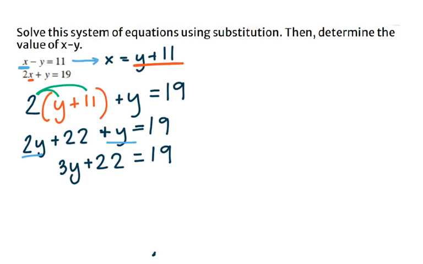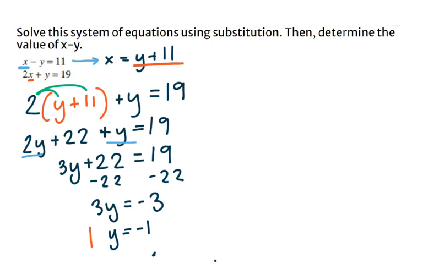Now we want to subtract 22 from both sides to isolate our y. That gives us 3y is equal to negative 3, because 19 minus 22 gives us negative 3. Our final step, divide both sides by 3, we get y equals negative 1. So we've solved for our y term.